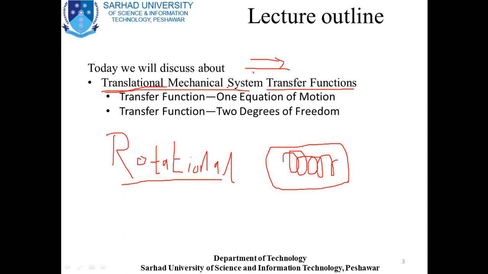Similarly, in the electrical networks we discussed the first order circuit and the second order circuit. So we will also be learning about the transfer function of one equation of motion and the transfer function of 2 degrees of freedom. We will discuss this term in the later slides today inshallah. This is normally mentioned in several books as DOF. DOF is basically degree of freedom. We will discuss what degree of freedom is in the coming slides.